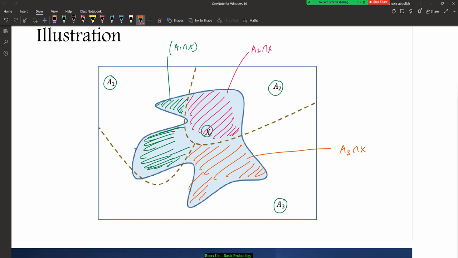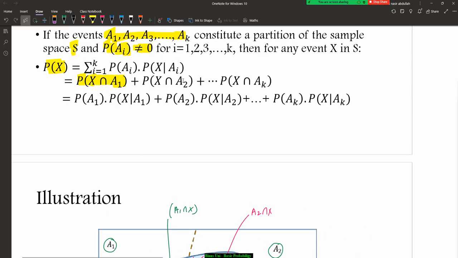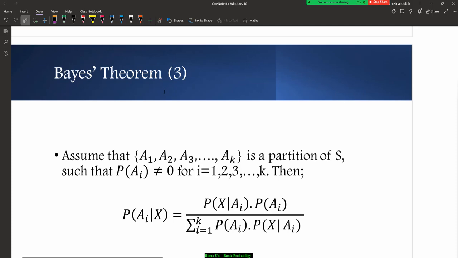So to find the value of X, we just need to add everything that intersects with X. So A1 intersect X, A2 intersect X, and the last one A3 intersect X. When we add everything that intersects with X, we get the value of X. This is the simplest way to understand this theorem. Basically, they go back to conditional probability.